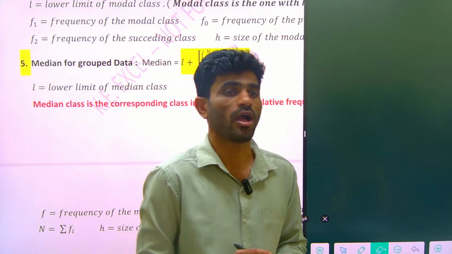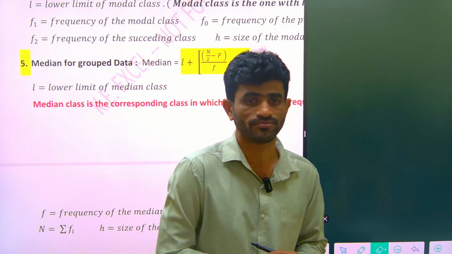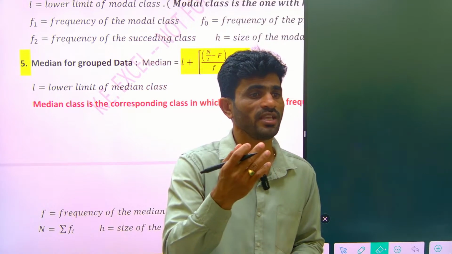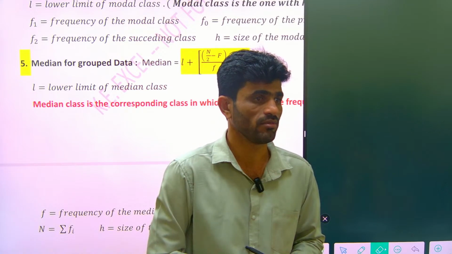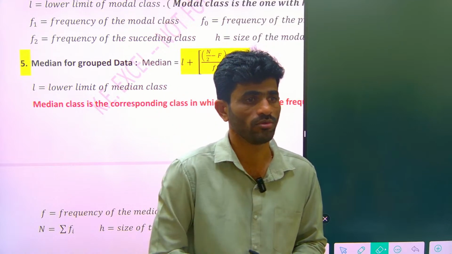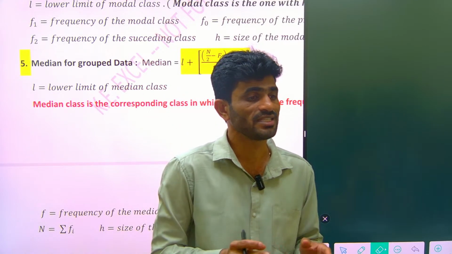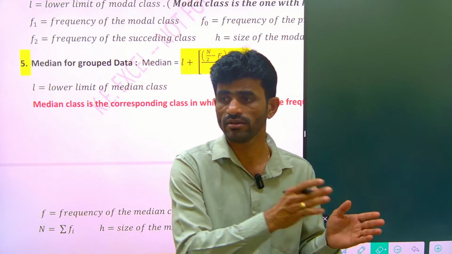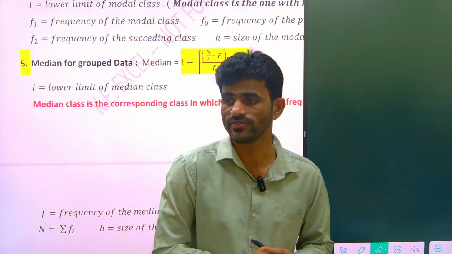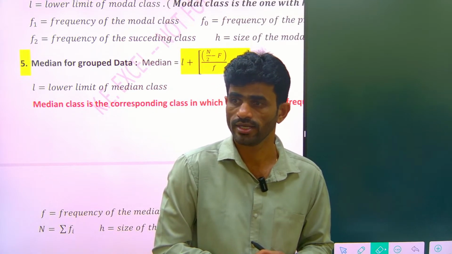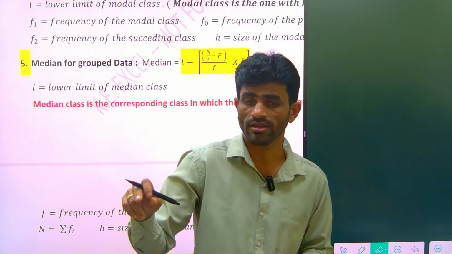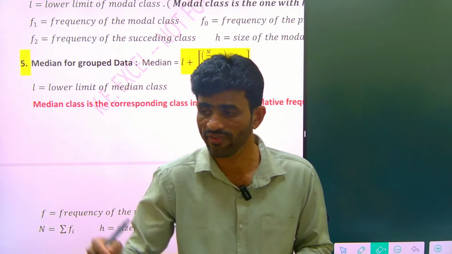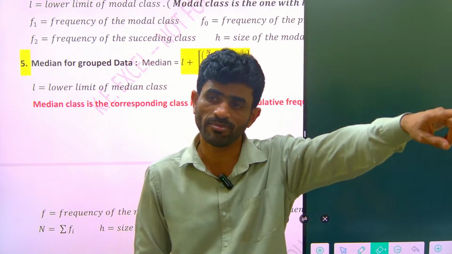Okay, coming to unknown frequencies, suppose x and y are given. There we do not follow n by 2. Suppose it is given that the median is 52. Then you have to select the class in which 52 is present, like 50 to 60. Understand? But you should not follow the same thing when all the frequencies are given. When all the frequencies are given, find out n by 2 and see in which class that n by 2 is present.